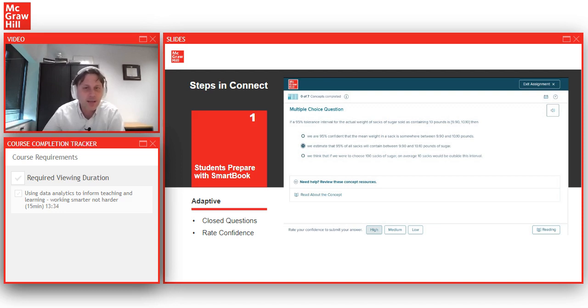At the bottom, you can see high, medium, low. And the questions are adaptive in the sense that if they get the right answer and they rated their confidence as high, so correctly, then the next question will be a little bit more difficult. But if they got it wrong or they got it right, but they indicated that they were low confident, then the next question will be a little bit easier.